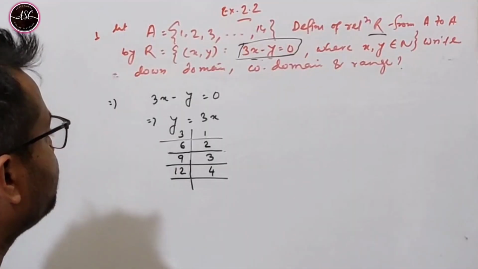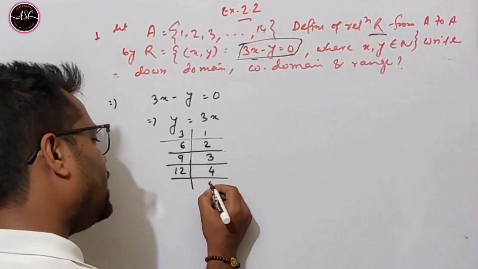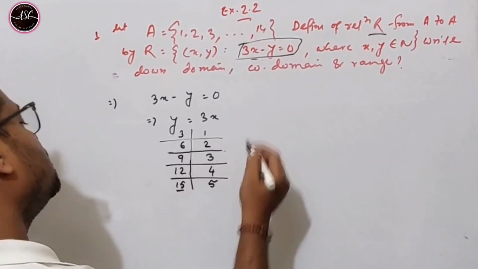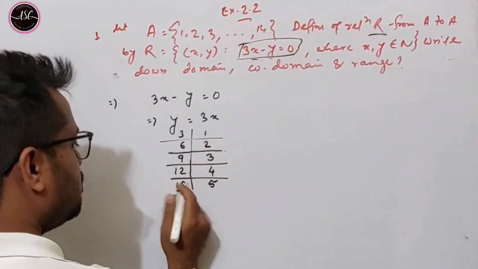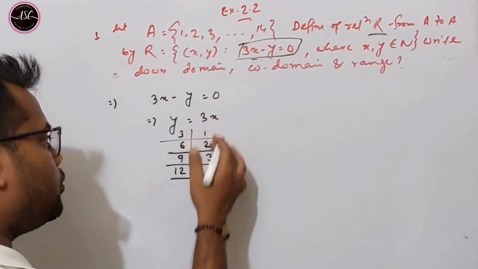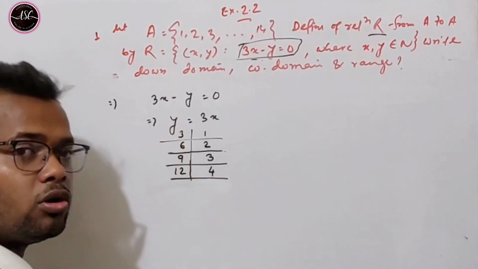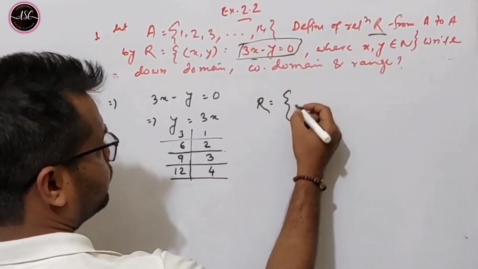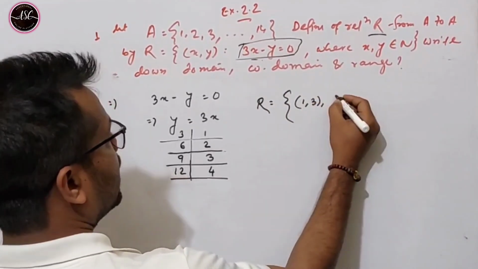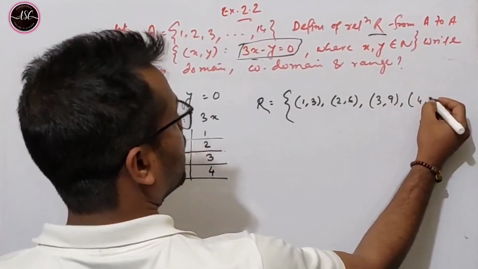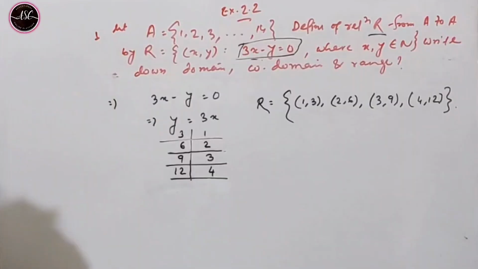Okay, then if we write x equal to 5, we get y equal to 15, but 15 is not present in the set A, so this will not appear here. Okay, so the x value will be up to 4 and the value of y up to 12. So then R can be written as x equal to 1, y equal to 3, x equal to 2, y equal to 6, x equal to 3, y equal to 9, and x equal to 4, y equal to 12. Okay, this is the roster form of this relation.